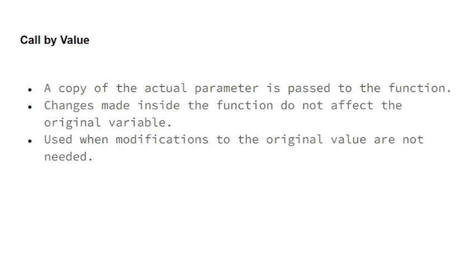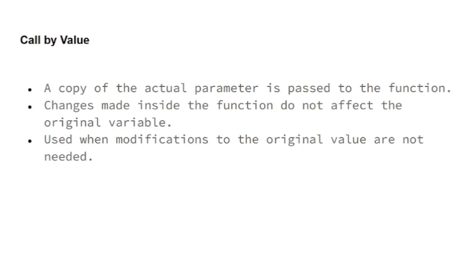Let's start with call by value. What is call by value? A copy of the actual parameter is passed to the function. If you read this line, you will be able to understand what call by value is. Basically, in a function we pass parameters, and in call by value the parameter gets copied and it doesn't affect the previous variable, the variable in the main function.